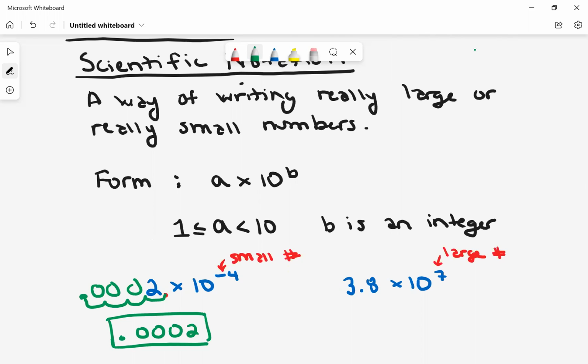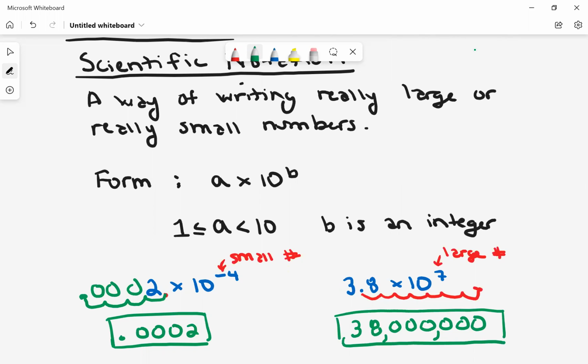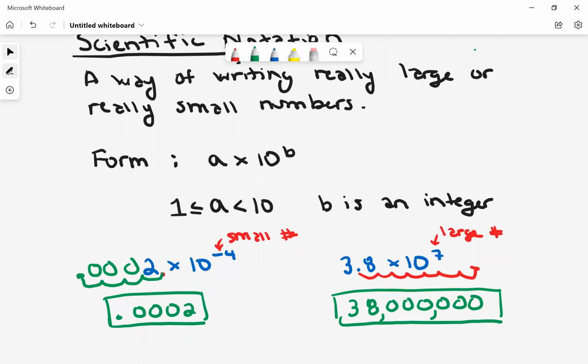Okay. The second number here, 3.8, being positive, means I'm going to move the decimal to the right. So I would go 1, 2, 3, 4, 5, 6, 7. I'm not going to erase what's there, but I do need to add 6 zeros after that, 1, 2, 3, 4, 5, 6. So that's 38 million. That's the standard notation.